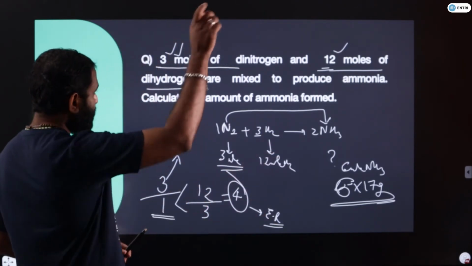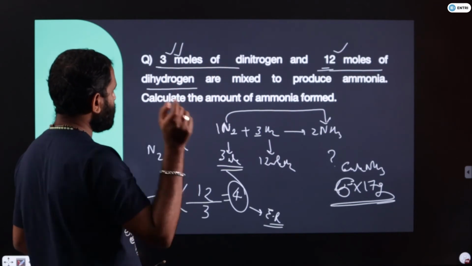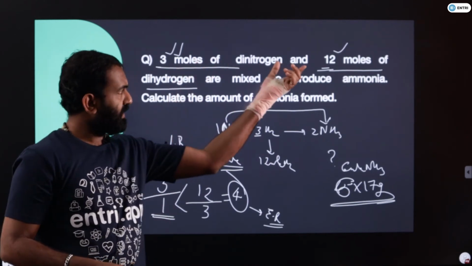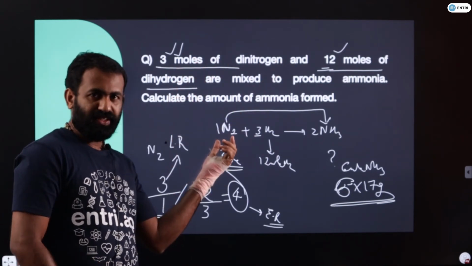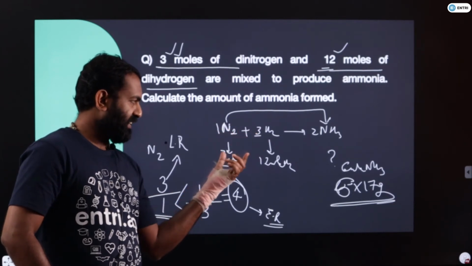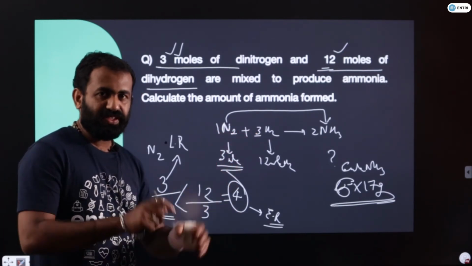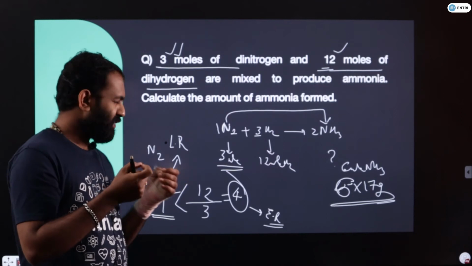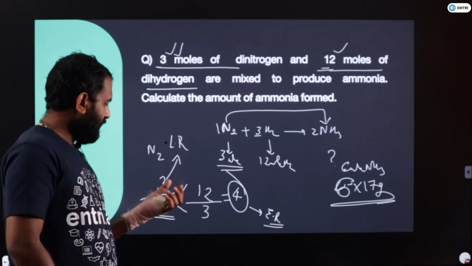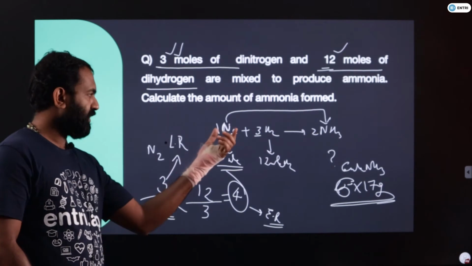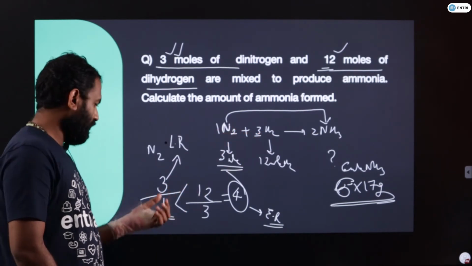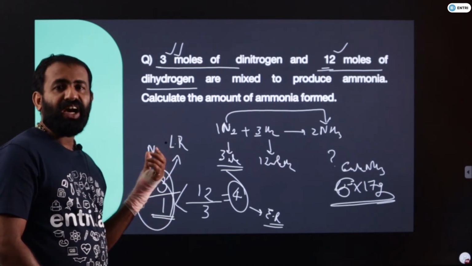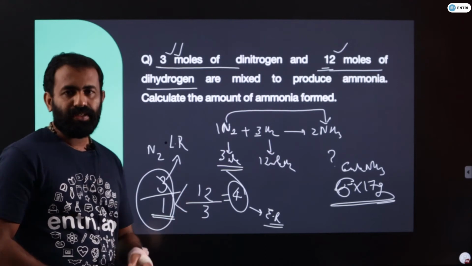So, in limiting and excess reactant questions, you have to notice that this is 3 moles of nitrogen and 12 moles of hydrogen. That means the amounts of both reactants are given in the question. So, first you have to identify the limiting reactant. The simple method is to first write the given data, then divide by the stoichiometric data: 3 by 1, 12 by 3. Whichever has the lesser value is the limiting reactant, and the other one is the excess reactant.